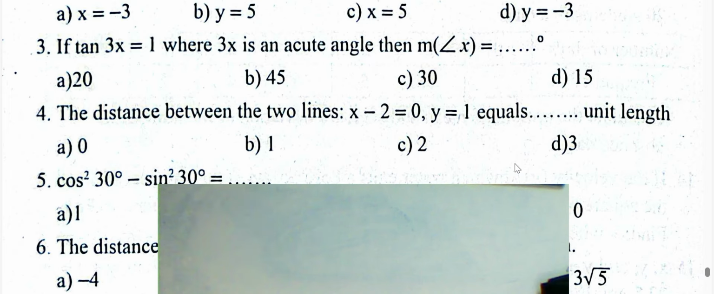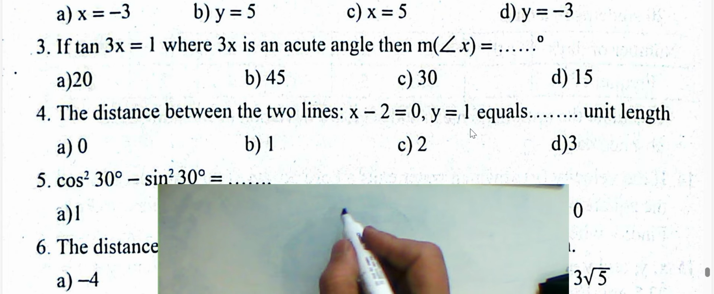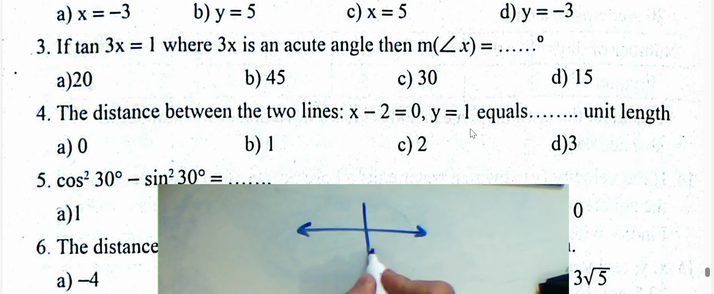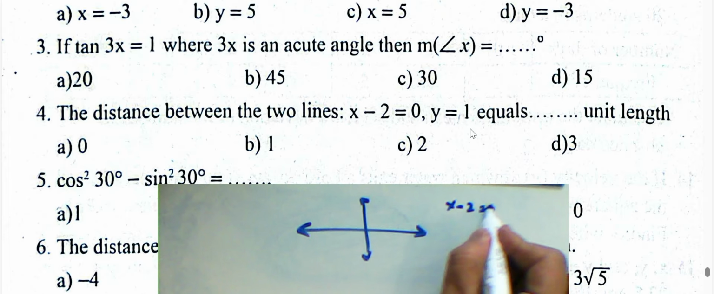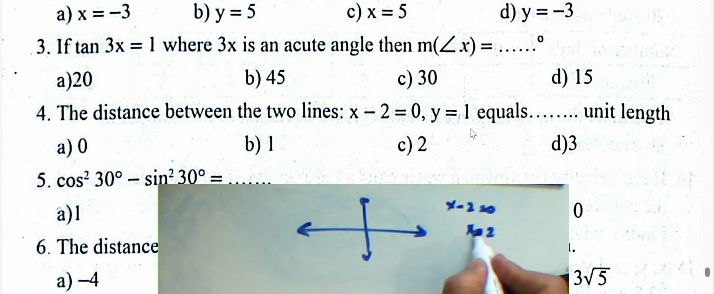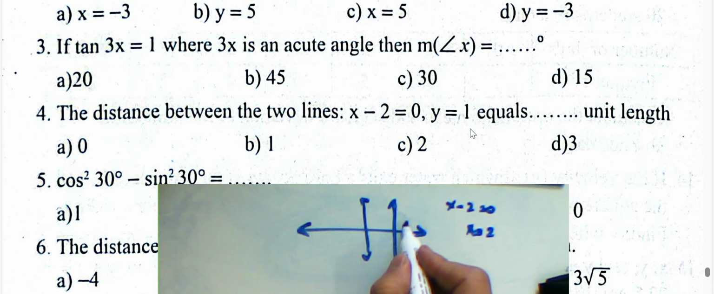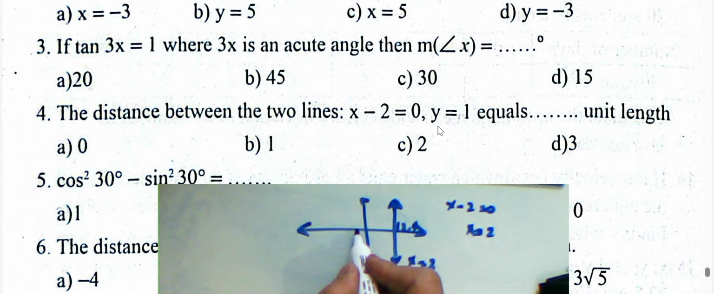Next question: the distance between the two lines x minus 2 equals 0 and y equals 1. Okay, look here, x equals 2 because x minus 2 equals 0. This straight line, x equals 2, cuts the x-axis at the point (2, 0). And the equation y equals 1. Then he asked about the distance between them.